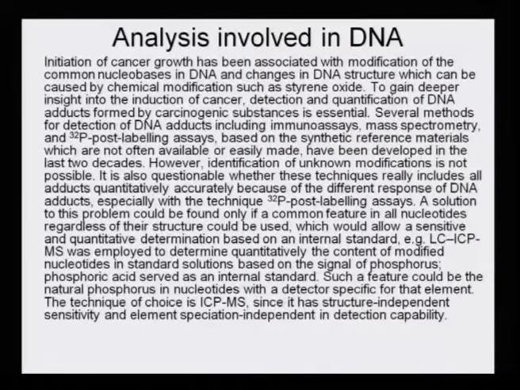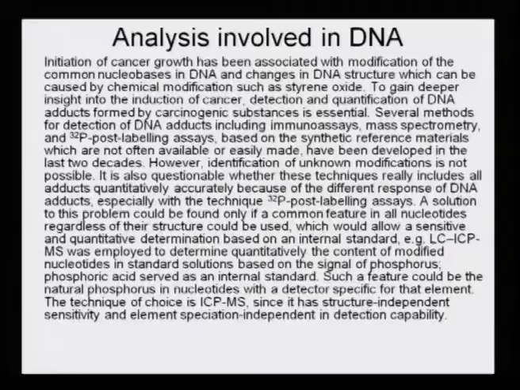essential. Several methods for detection of DNA adducts, including immunoassay, mass spectrometry and phosphorus-32 post-labeling assays based on synthetic reference materials, which are not often available or easily made, have been developed in the last 2 decades. So, there have been methods for detection, but these are very cumbersome methods or require some very intricate reference standards, which may or may not be available all the time, and that makes these methods not so popular.